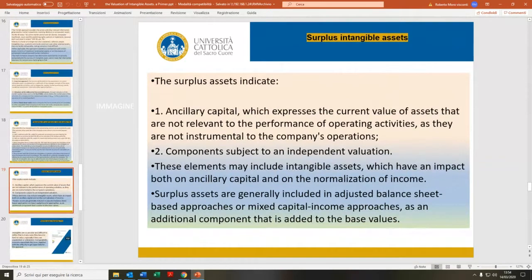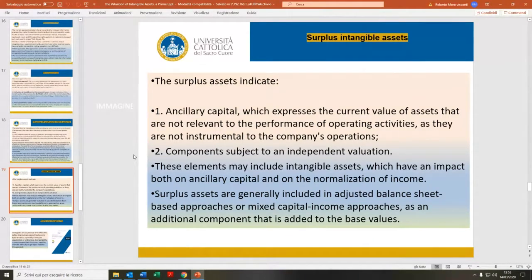We have even a particular kind of intangibles that are called surplus intangible assets. They indicate, for instance, ancillary capital, which is going to express the current value of assets that are not relevant to the performance of the operating activities, and they are not instrumental to the company's operations. They are ancillary.